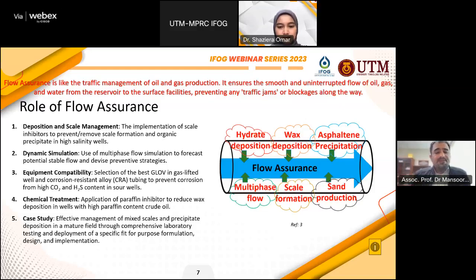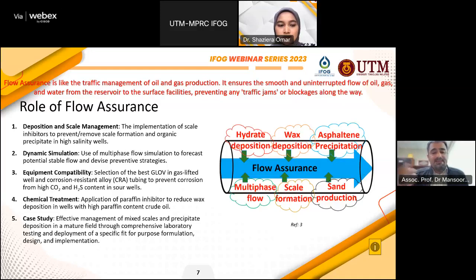So for the first one, flow assurance engineers can mitigate this issue by implementing scale inhibitors that prevent the formation of these scales, thereby ensuring smooth flow of hydrocarbon. Of course, you need to know that in order to access the wellbore, we need to remove this kind of scale. So this is the role a flow assurance engineer can play.